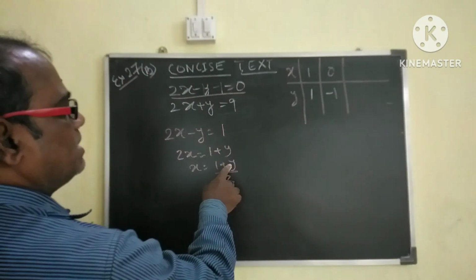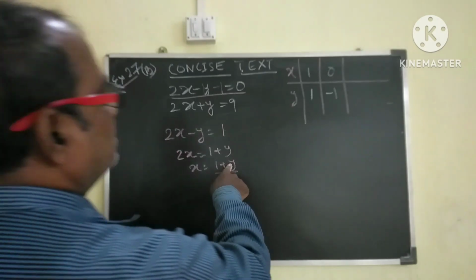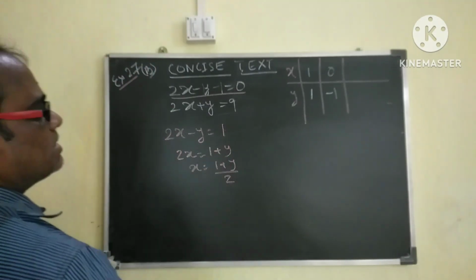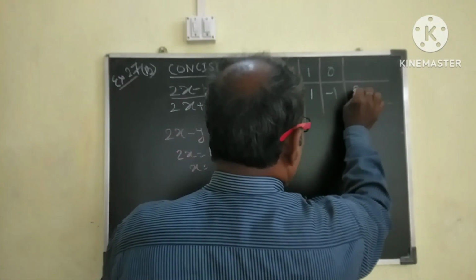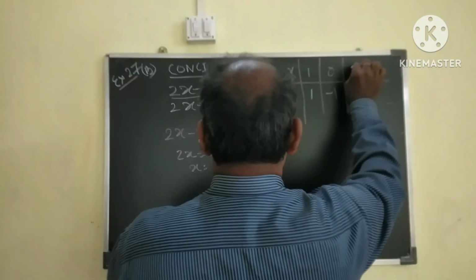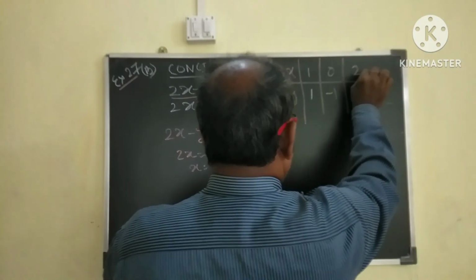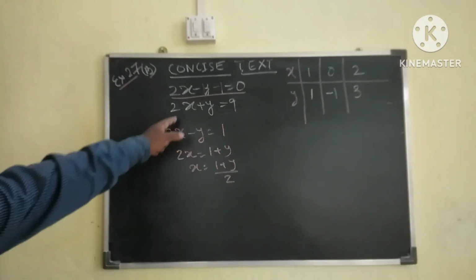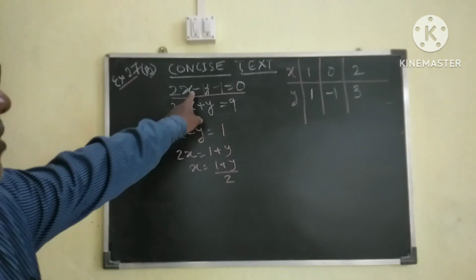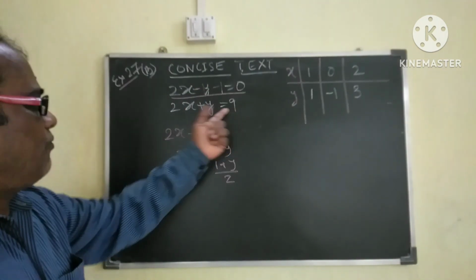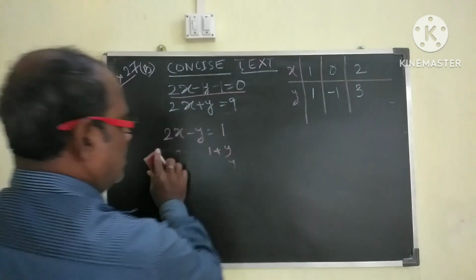Next, let us take y equals 3. 1 plus 3 is 4. 4 by 2 is 2. Y equals 3, x equals 2. Now we will plot the graph for this, and now we will find out the values of the points of this equation.